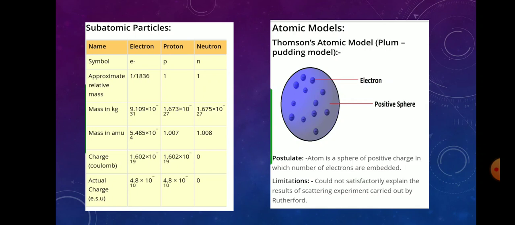There are various atomic models proposed on the theory of atoms. First one, Thomson's atomic model. It is also called as plum-pudding model. Its postulate is atom is a sphere of positive charge in which number of electrons are embedded. The limitation of Thomson's atomic model is it could not satisfactorily explain the results of scattering experiment carried out by Rutherford.